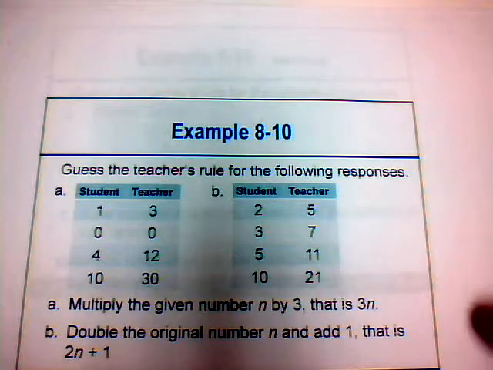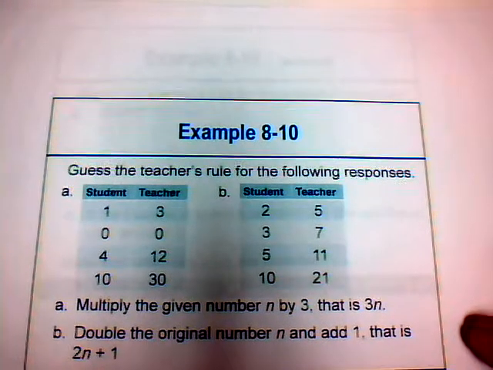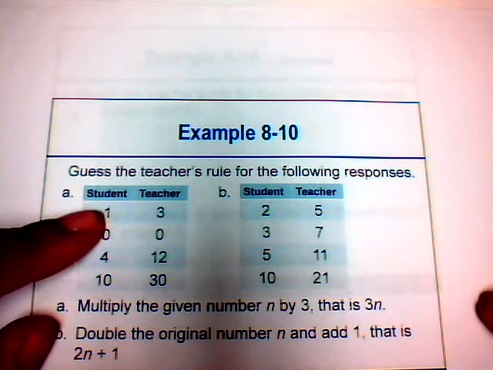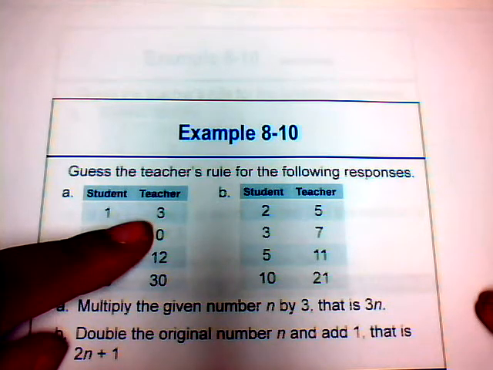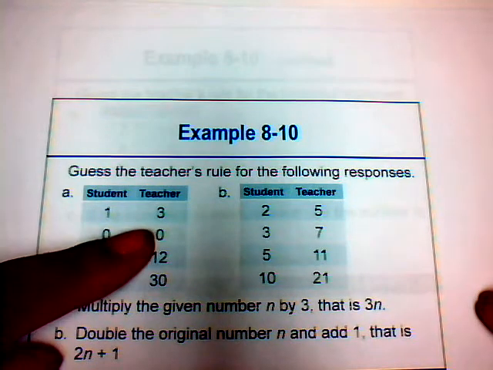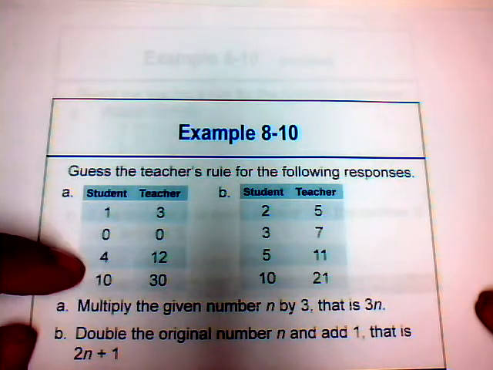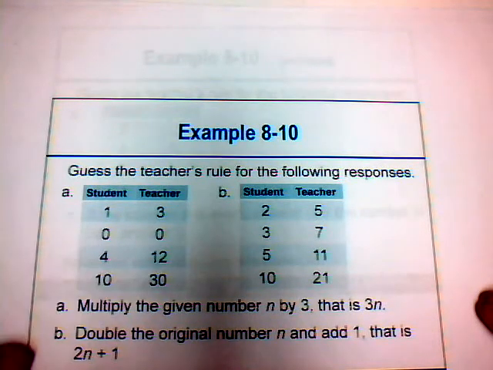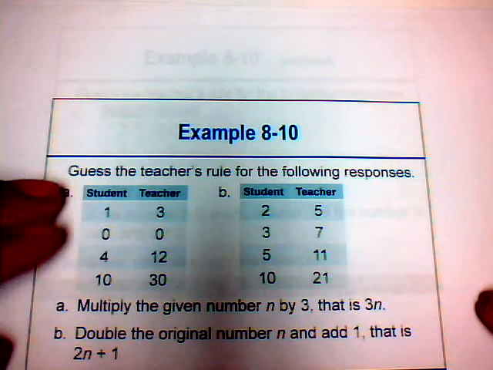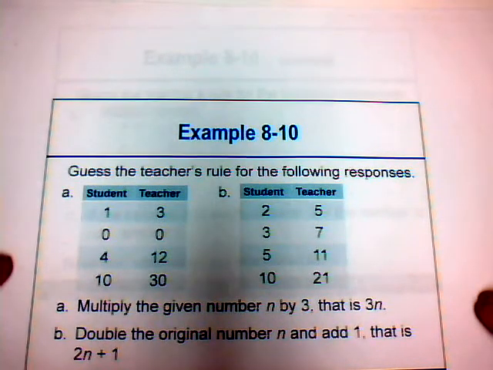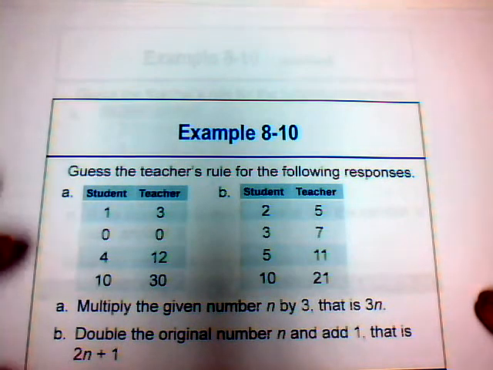Like in this situation here, let's say we want to guess the teacher's rule for the following responses. If the student gives a number 1, the teacher responds with a number 3. If a student gives 0 as a number, the teacher will respond with 0. For 4, the teacher responds with 12, and for 10, the teacher responds with 30. So looking at this, we can guess that we're multiplying the number that the student gives by 3. That's going to be 3 times n.